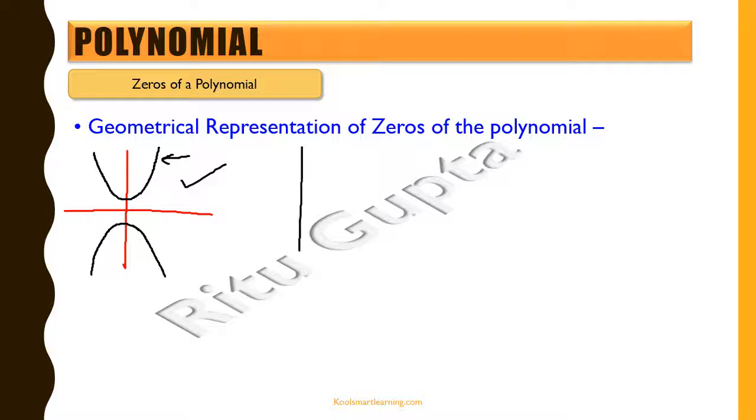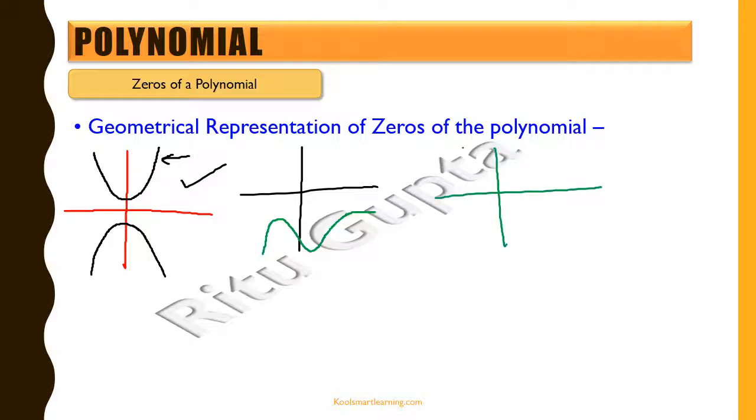Similarly, we could have, say, a graph of a cubic polynomial. So now this may also not be cutting the x-axis at any point. So if we see that this is not cutting the x-axis at any point, then again there is no real value of x for which the polynomial will become 0.